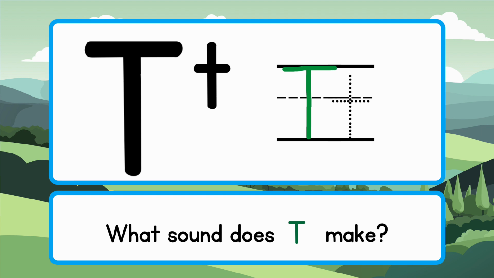Letter T. Shall we write the T sound? We're going to start from the top, all the way down to the bottom line. And then we're going to just go, not right at the top, just below the top and across. Well done. T, T sound.